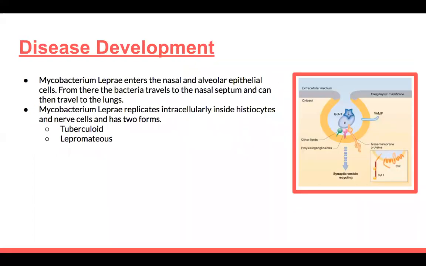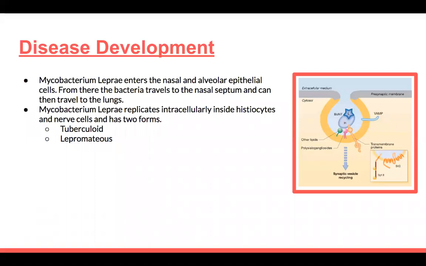For disease development, Mycobacterium leprae enters the nasal and alveolar epithelial cells. From there, the bacteria travels to the nasal septum and can then travel to the lungs. Mycobacterium leprae replicates intracellularly inside histiocytes and nerve cells and has two forms, tuberculoid and lepromatous. Tuberculoid is one form that induces a cell-mediated response that limits growth. Through this form, M. leprae multiplies at the site of entry, usually the skin, invading and colonizing Schwann cells.